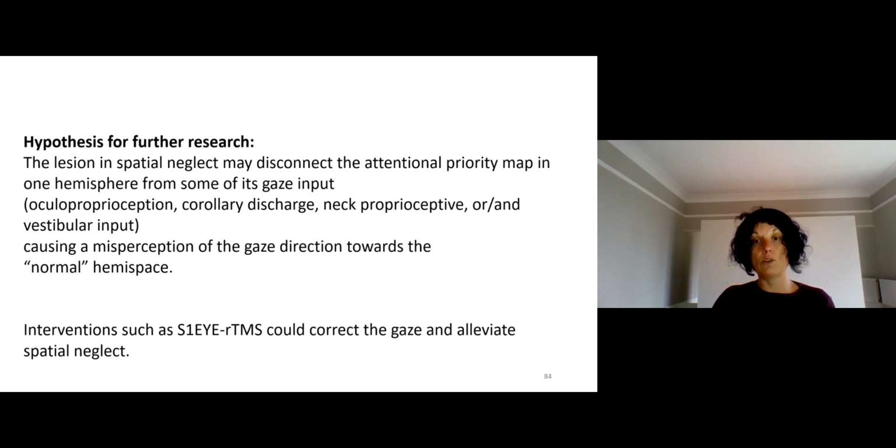So, what is the hypothesis for future research? The lesion in spatial neglect may disconnect the attentional priority map in one hemisphere from some of its gaze input, and it could be ocular proprioception, but also corollary discharge, neck proprioception, or vestibular input. Any of these signals, when disconnected, could cause a misperception of the gaze towards the normal hemispace. And the proposal is that interventions such as somatosensory cortex repetitive transcranial magnetic stimulation could correct the gaze, and if the gaze is causal for the disorder of attention, then S1 rTMS could alleviate spatial neglect.